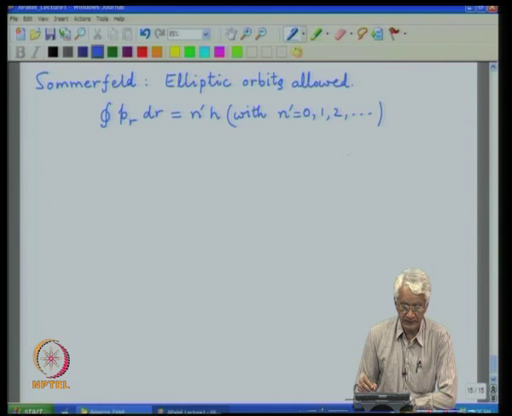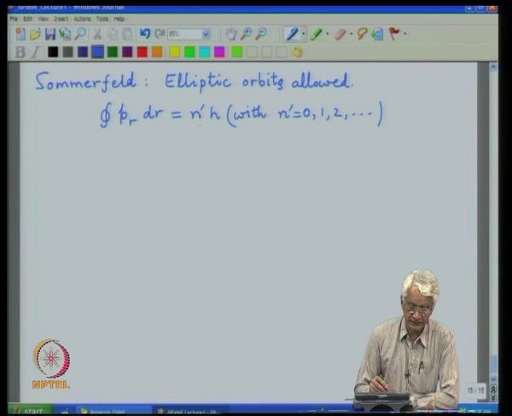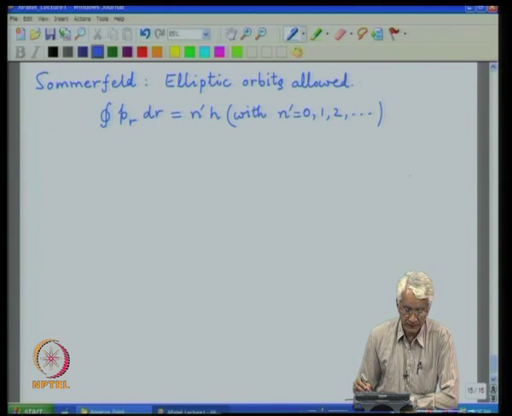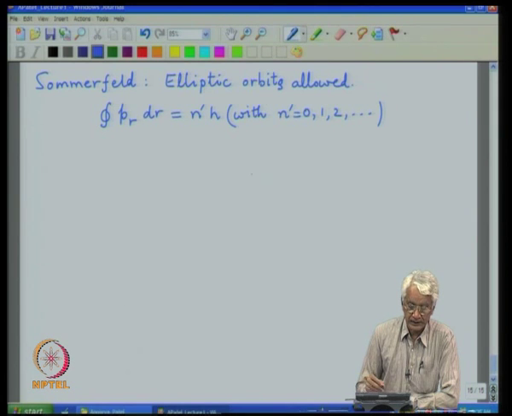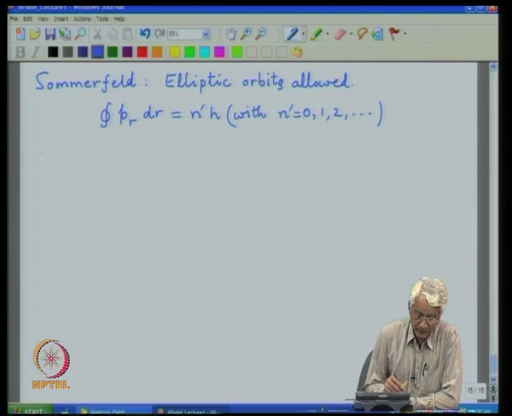Now, this integral can be evaluated explicitly, and that is why we can obtain a relation between n prime and the energy levels, and it is very straightforward algebra to work out. For the Kepler problem, there are two constants of motion. One is the angular momentum and the second one is the energy, and the equations for the orbit can be explicitly written down in terms of the two constants, and I can explicitly now write them down.